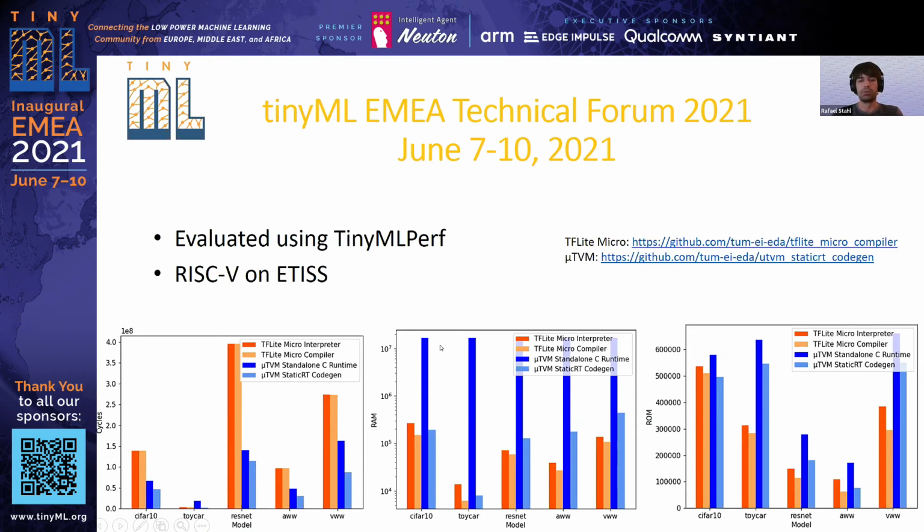When moving to RAM usage, so working memory, we also saw quite significant improvements for TensorFlow Lite. Note that this is a logarithmic scale, and especially for MicroTVM, the runtime had a very large overhead because it depended on large libraries for parsing. And finally, for read-only memory, we have seen quite significant savings in both frameworks by deploying these static code generation approaches. Both of our tools are available open source, as seen here.